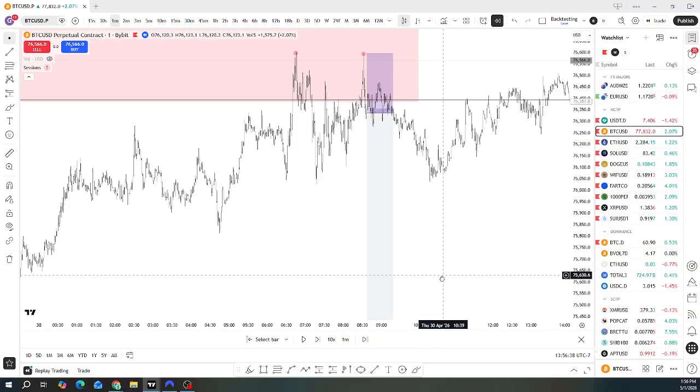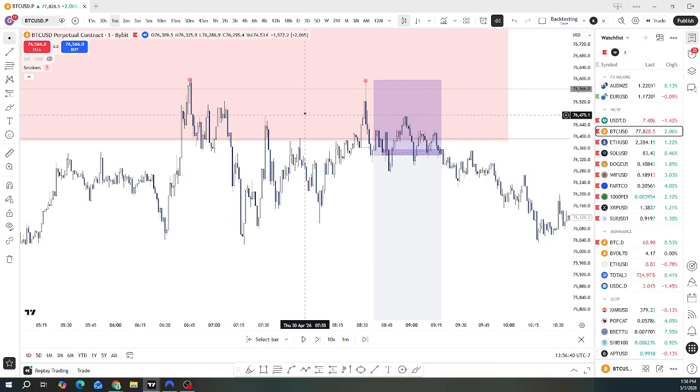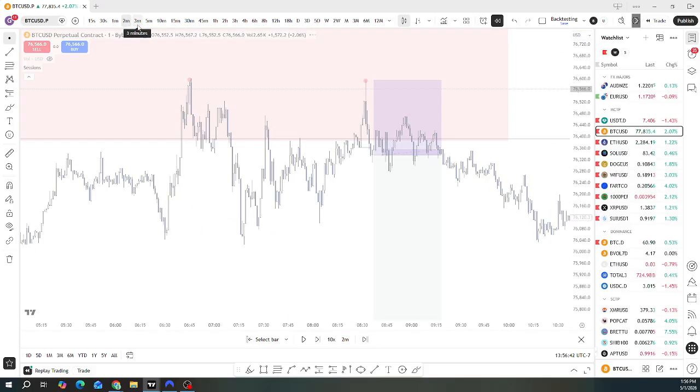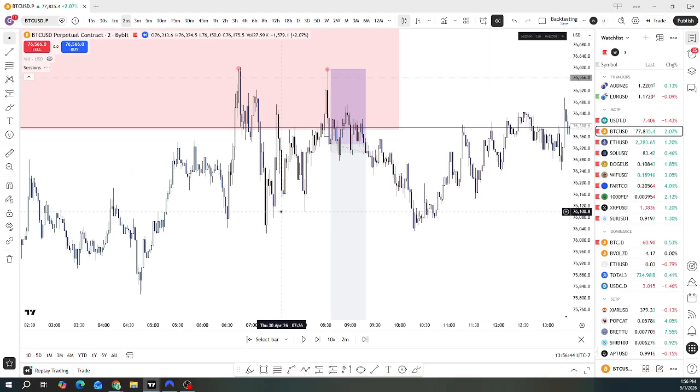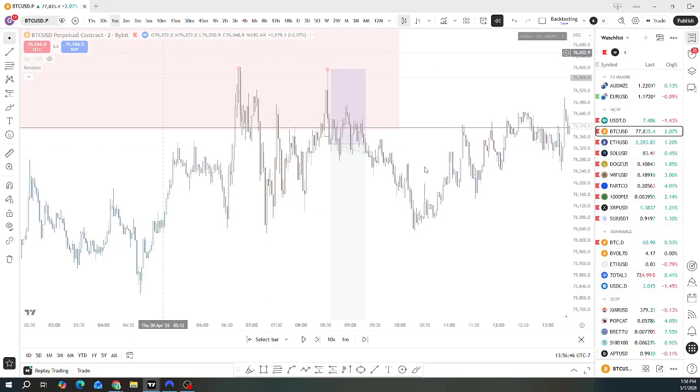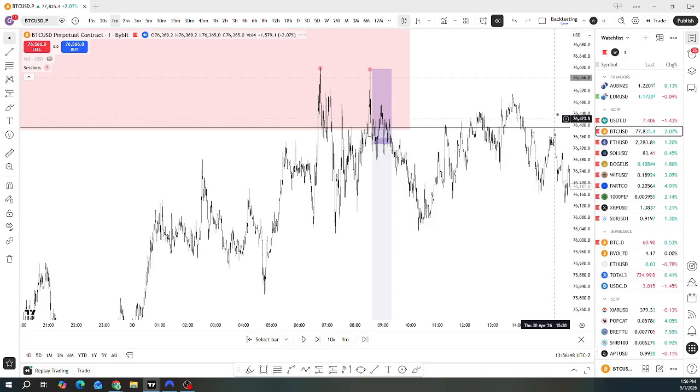Ended on that, targeting the low for a 4RR. Double checking whether it was 2-minute structure as well. Let's see. No, it's just that 1-minute structure. Okay, so that was the entry there.